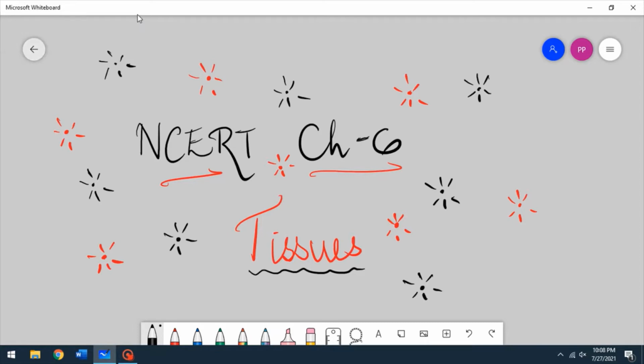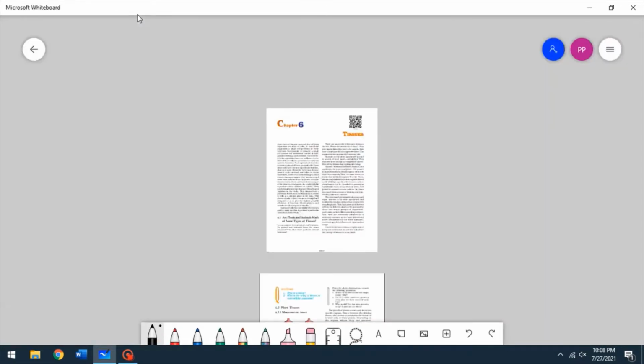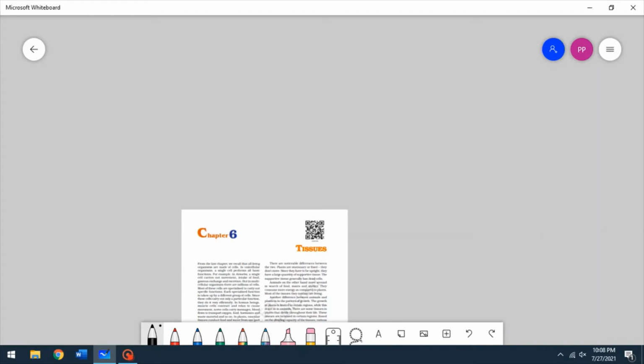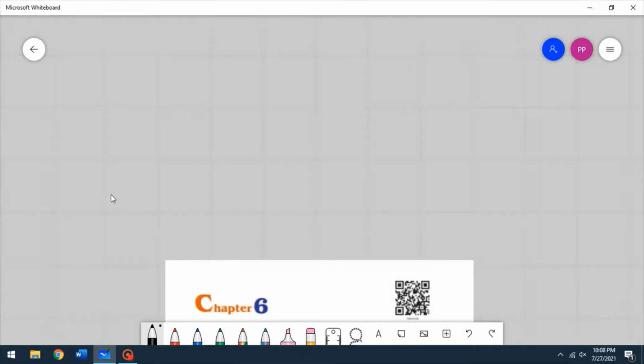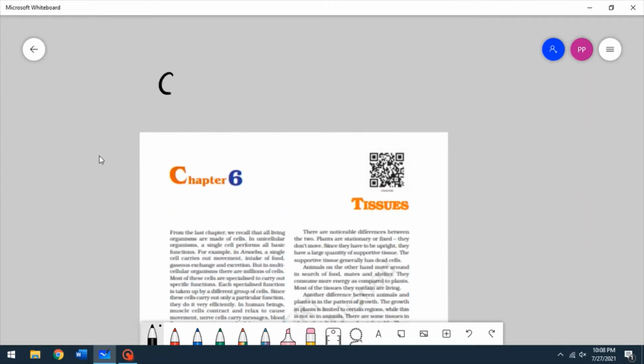Alright, so with that aside, let's jump right in and start with Chapter 6, Tissues. As I said, this is the second chapter in biology, and this is the unit of an organism after cells. That's the next subdivision. This is Chapter 6, Tissues. After this we have diversity in living organisms, and that is an interesting chapter.